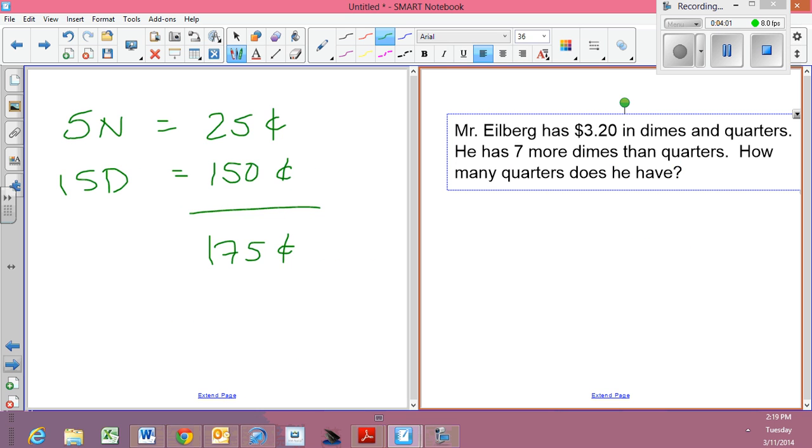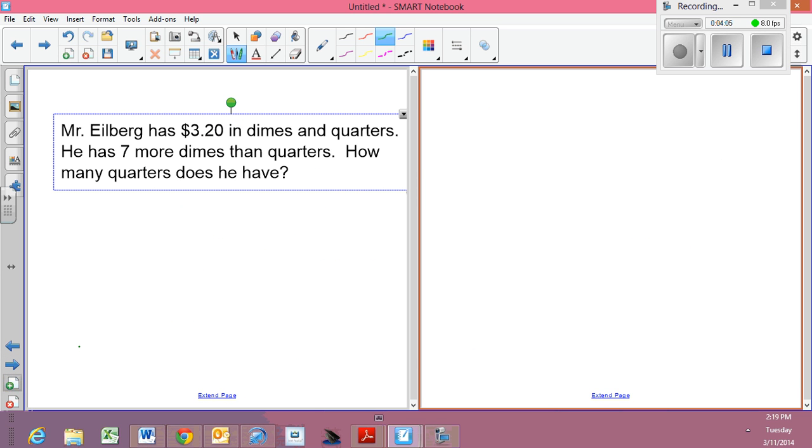Let's do one more word problem. So, Mr. Eilberg has $3.20 in dimes and quarters. He has 7 more dimes than quarters. How many quarters does he have? So for this problem, I don't know how many coins there are altogether, but I know that there's some relationship between the 2 numbers of coins.